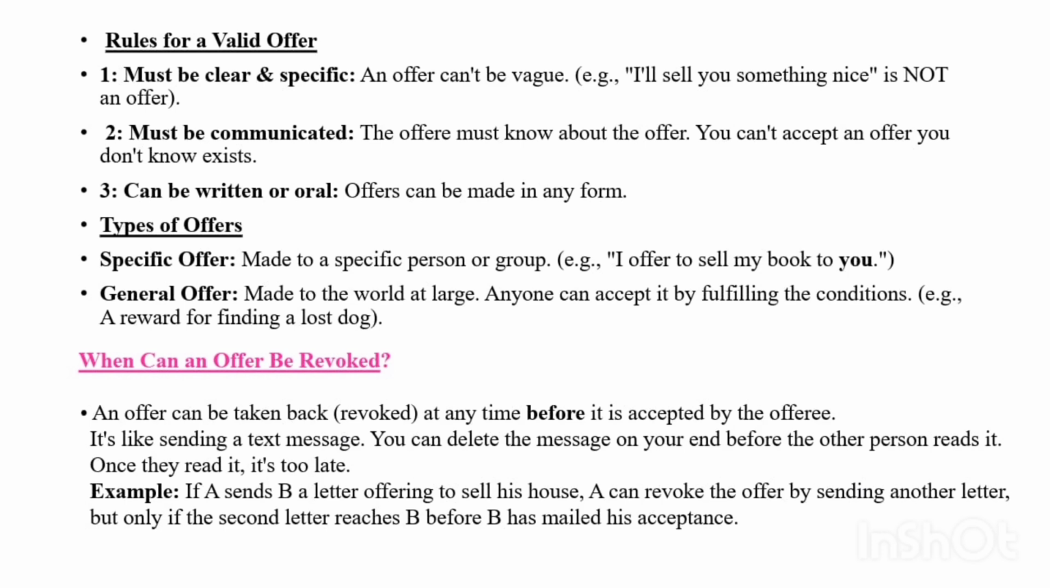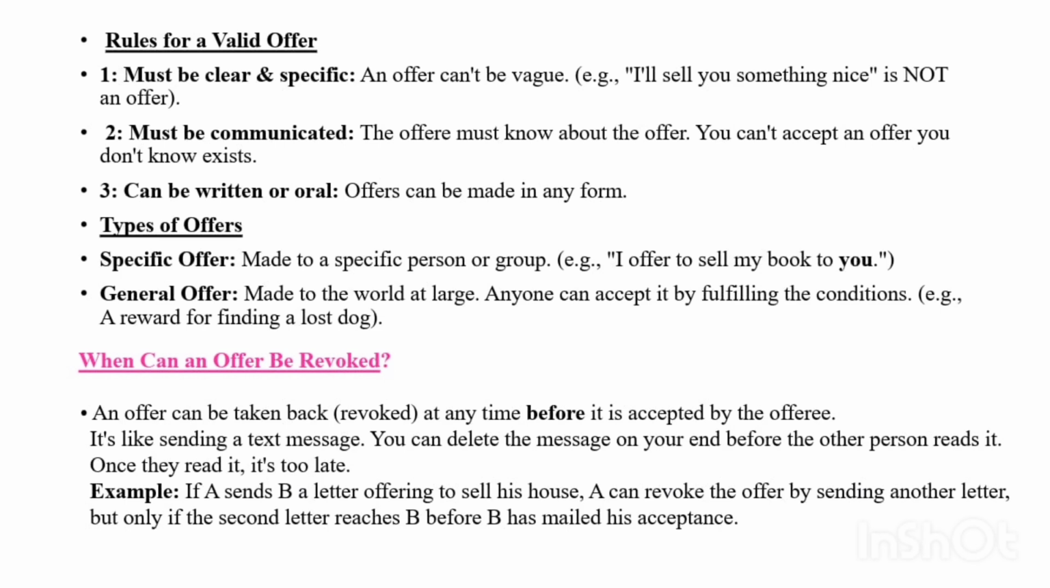Let's look at types of offers. There are two types of offers: specific offer and general offer. Specific offers are those made to a specific person or group. For example, I offer to sell my book to you is an example of a specific offer. The second type is general offer. It is made to the world at large. Anyone can accept it by fulfilling the conditions. For example, a reward for finding a lost dog is an example of a general offer.